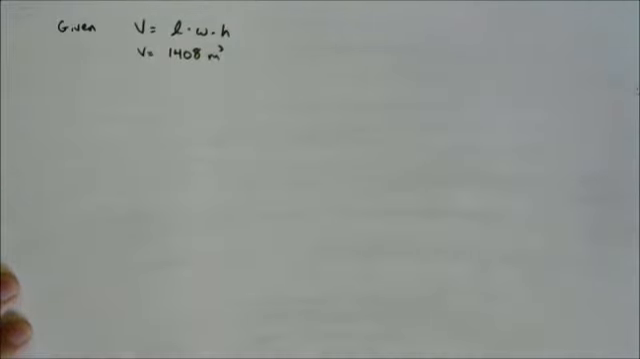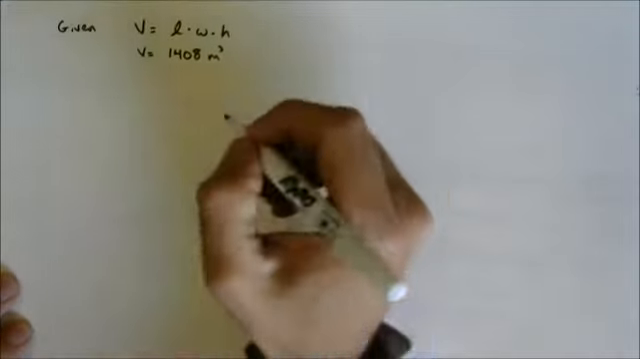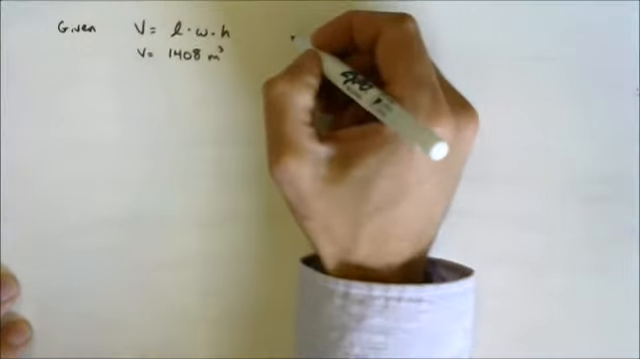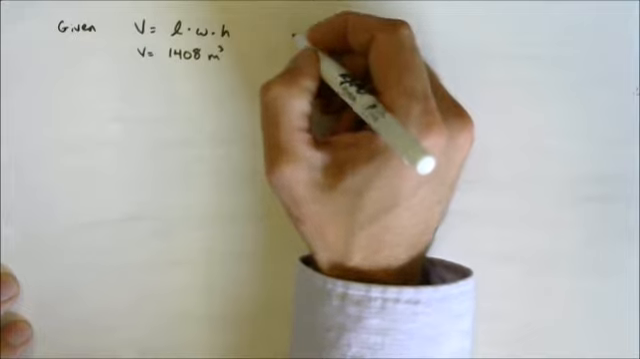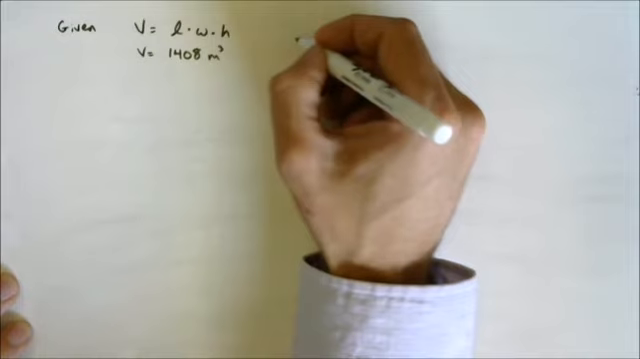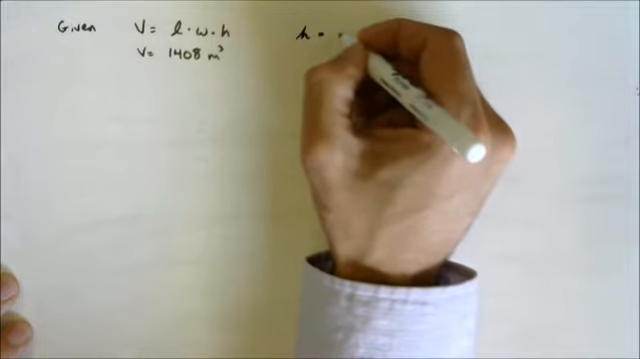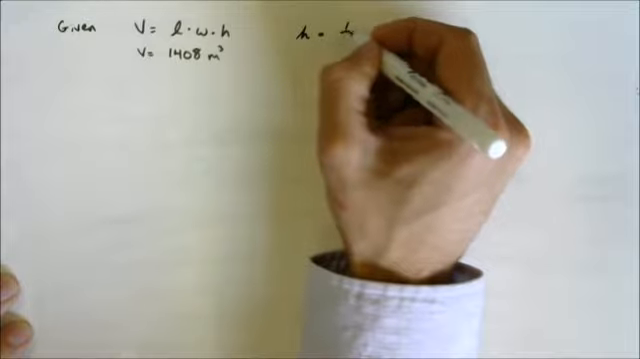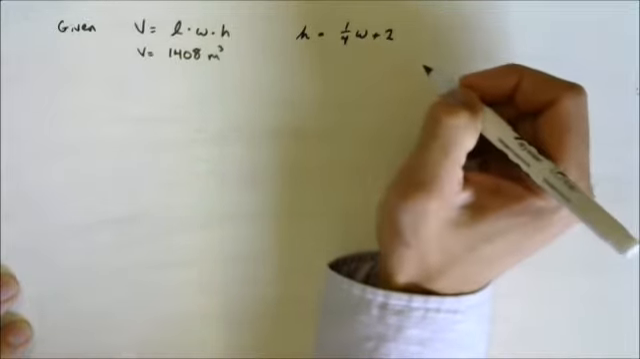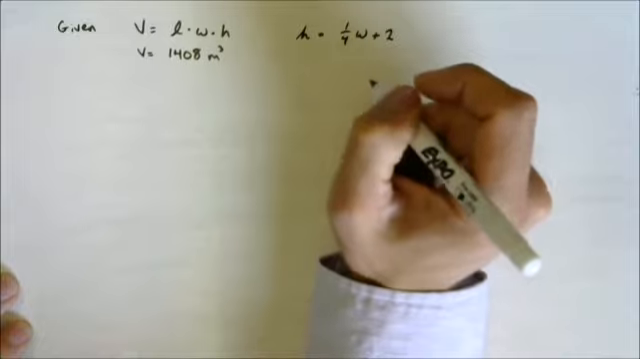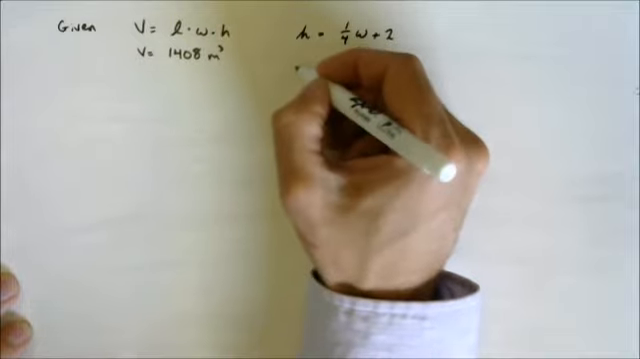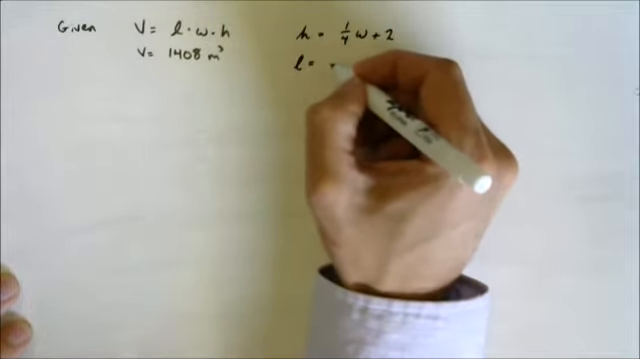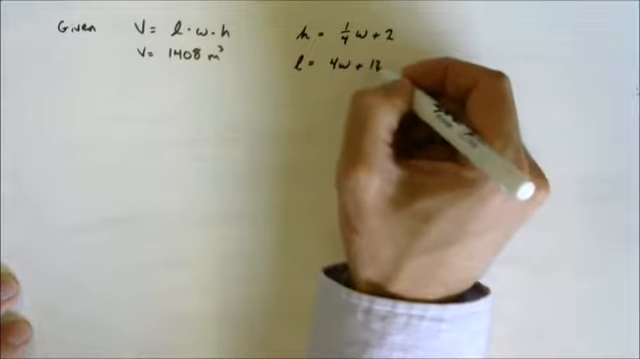And we're also given some information about the dimensions. Now we need to be able to translate from words into algebra. We're told that the depth is 2 meters more than 1/4 the width. So we've got height for depth is 2 meters more than 1/4 the width, so 1/4 of the width plus 2. We're also told that the length is 12 meters more than 4 times the width. So we've got length equals 4w plus 12.